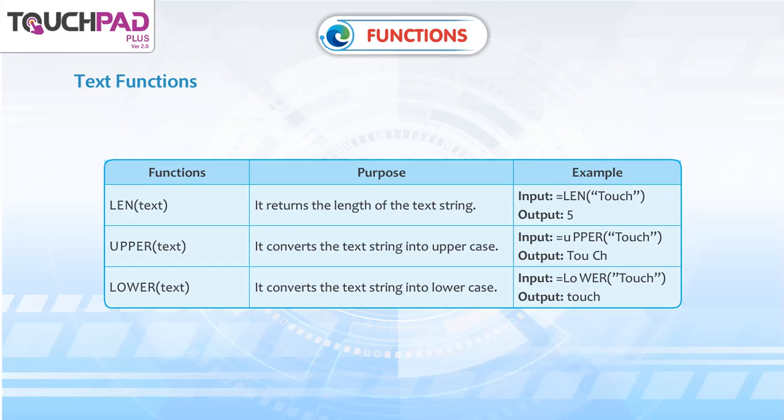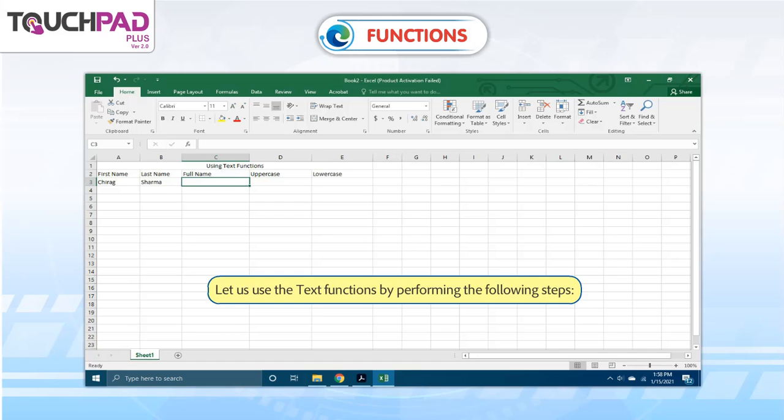Output: 5. UPPER(text). It converts the text string into uppercase. Input: =UPPER("Touch"). Output: TOUCH in uppercase. LOWER(text). It converts the text string into lowercase. Input: =LOWER("Touch"). Output: touch in lowercase.